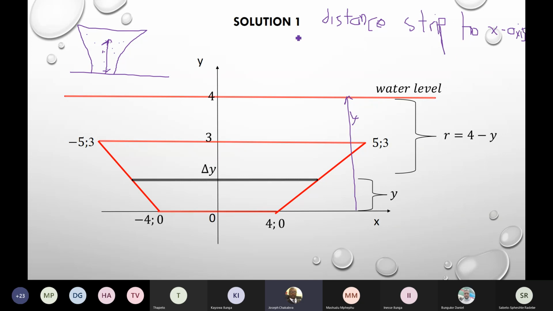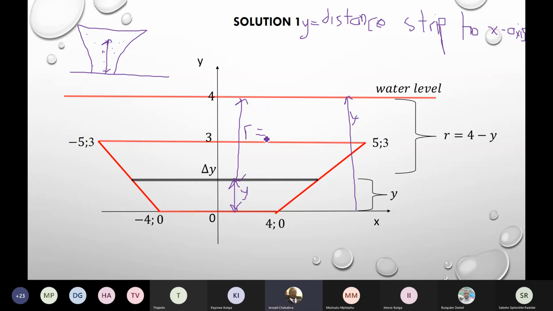Okay, so the distance from this is y. This distance, let me write it here, is y, from my strip to the x-axis. Now I'm looking for r. R is the distance from the water level to the strip. This is my r, the distance from the water level. Now, how do I calculate r in terms of y?